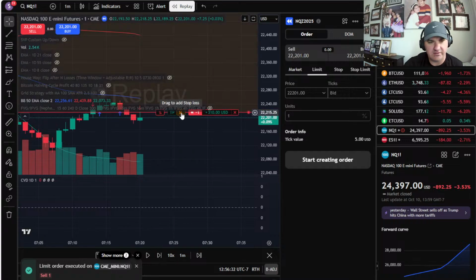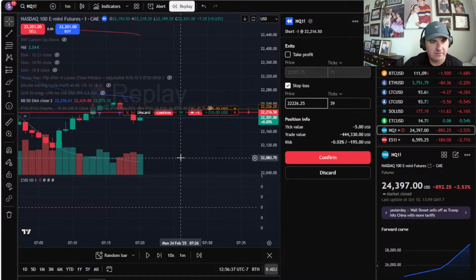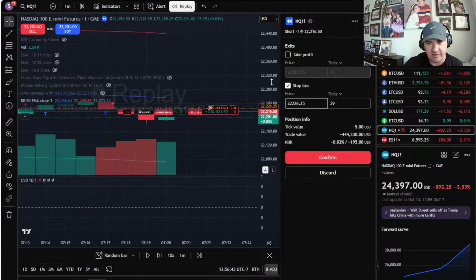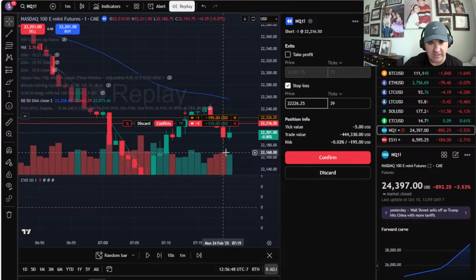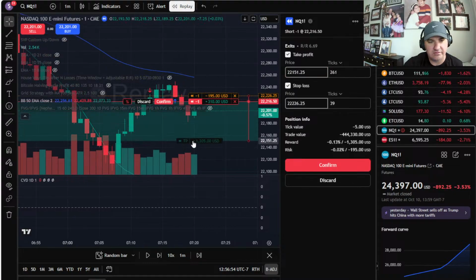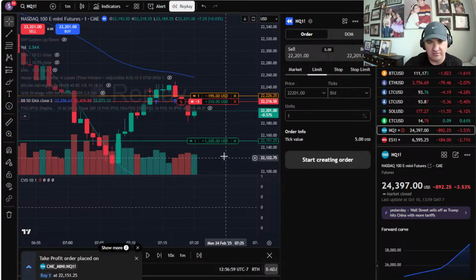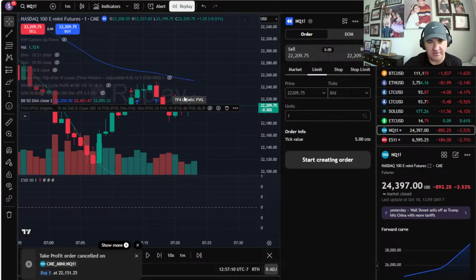So stop loss goes to the top of the gap when it's a respected gap, plus a couple ticks. Take profit in this case, let's target the bullish fair value gap and see how that goes. This is 200 to make 1300. These are some nice risk to reward trades. That's the nice thing about trading fair value gaps.